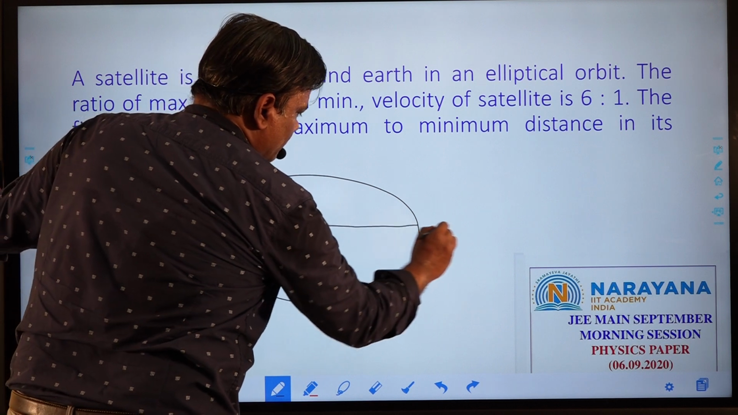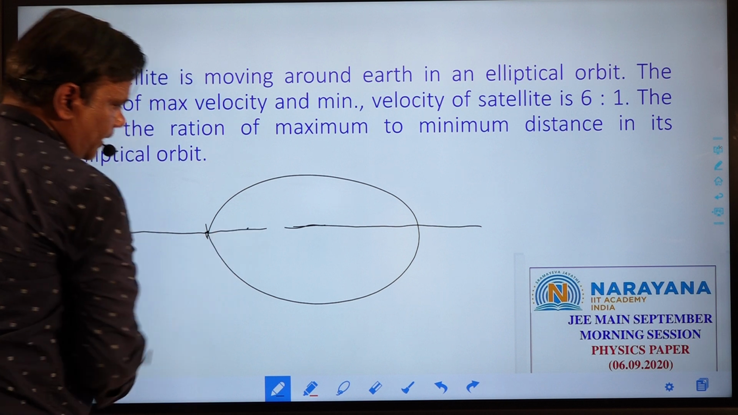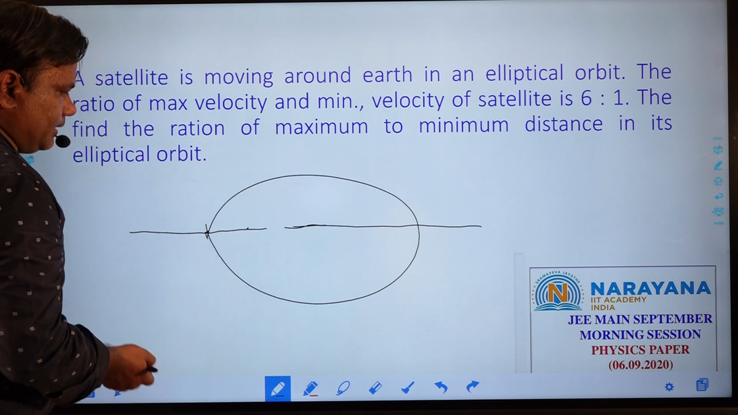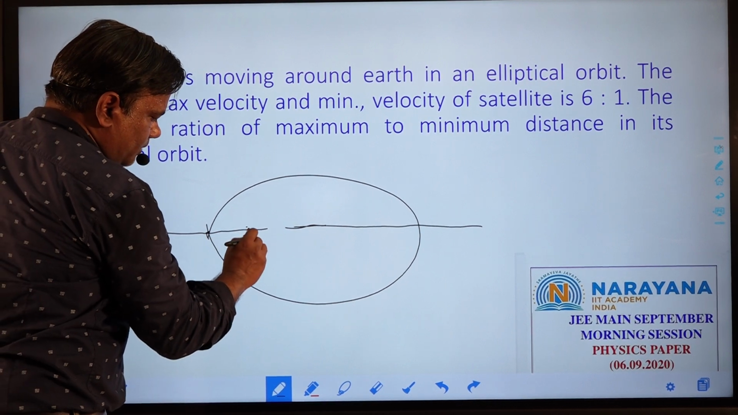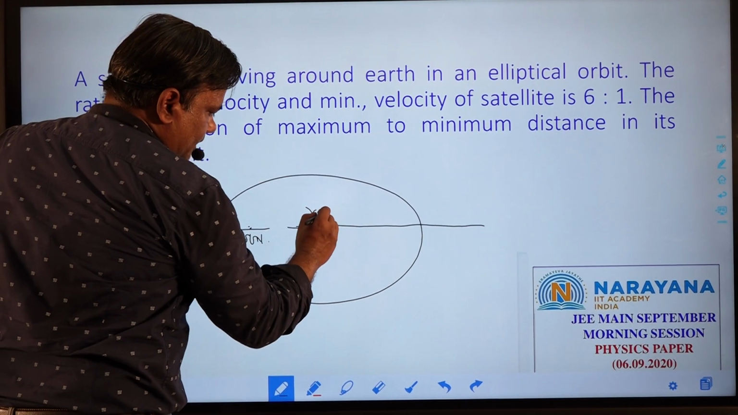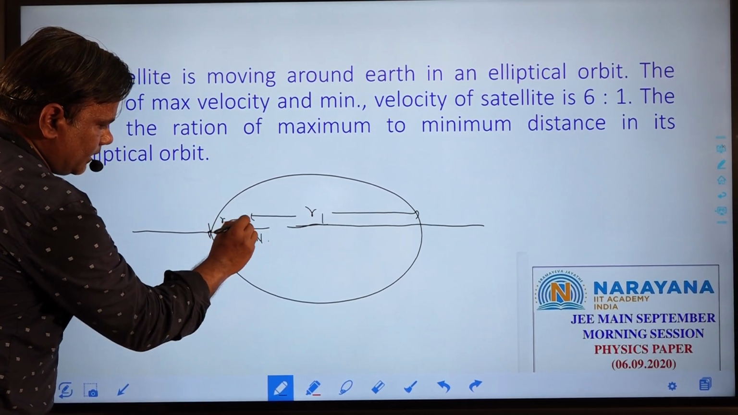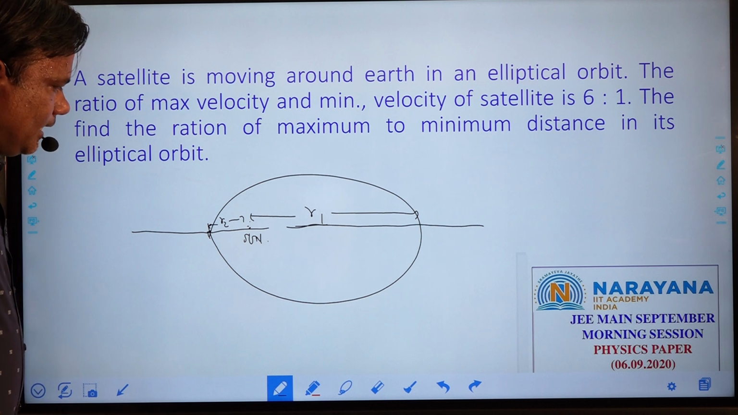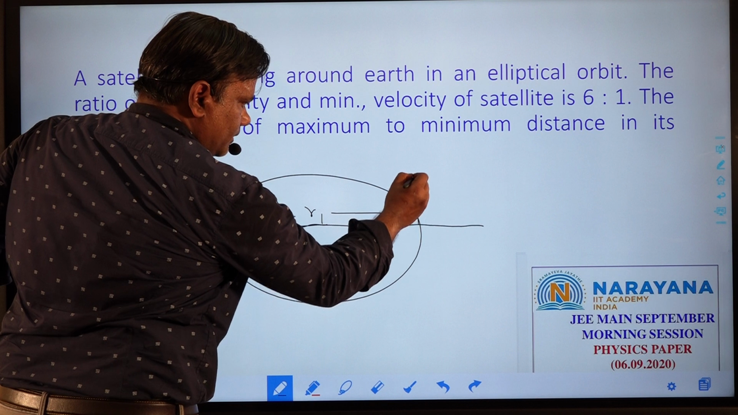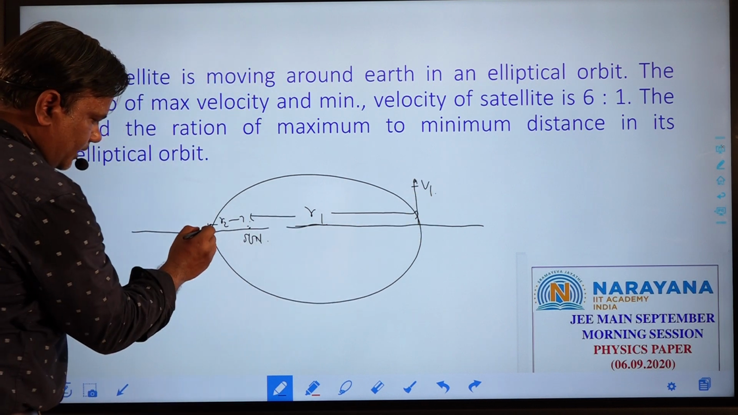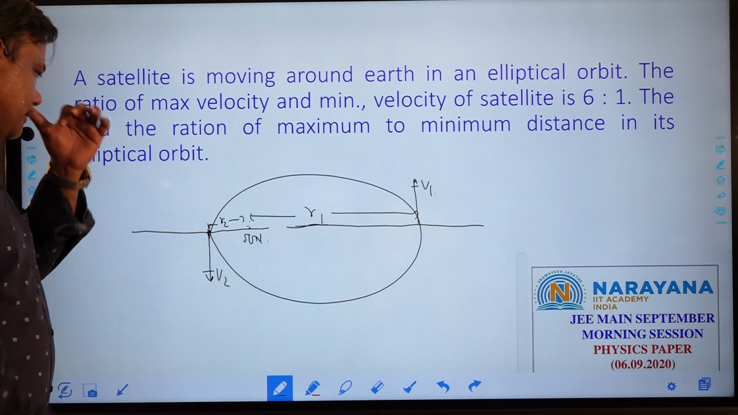All of you know that keeping the Earth at its foci, the planets move in an elliptical orbit. The maximum distance of planets from the position of the Sun, let us say this is the position of the Sun, this is the maximum distance, let us say that is equals to r1, and this is the minimum distance, let us say r2. If suppose say the velocity of the planet at this position is equals to v1, and velocity of the planet at this position, let us say, is equals to v2, and this is the concept of conservation of energy.